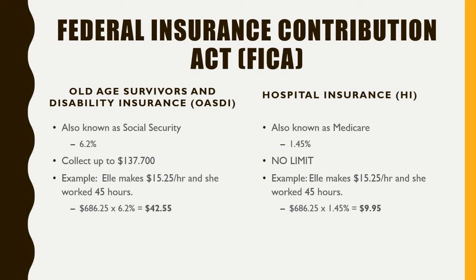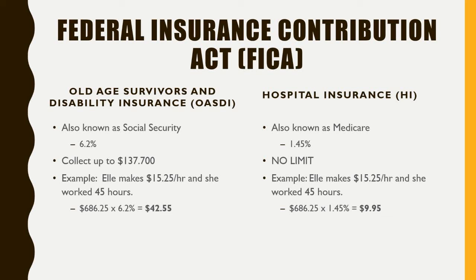Okay? So then the last thing that we're going to also be talking about is called hospital insurance, also known as HI, also known as Medicare. Okay? And Medicare is only 1.45%. And the great thing about Medicare is, no matter if you've already reached your limit of Social Security, Medicare has no limit. So you can contribute to it as long as you continue working. It's only 1.45%. And that's actually not a lot.